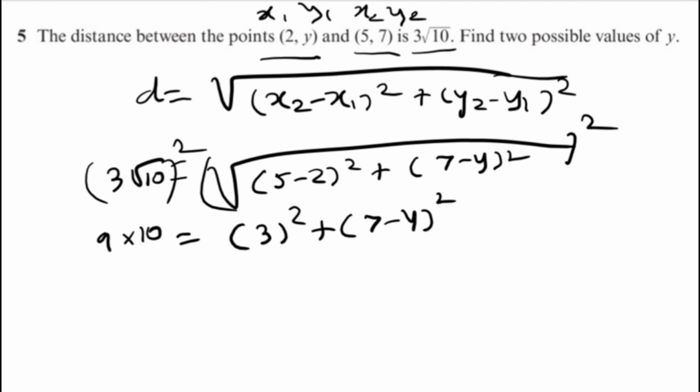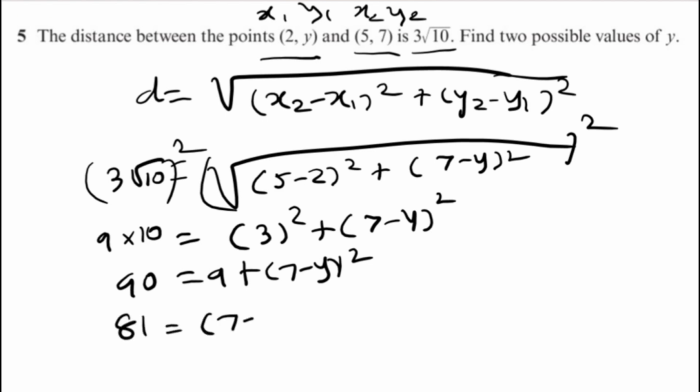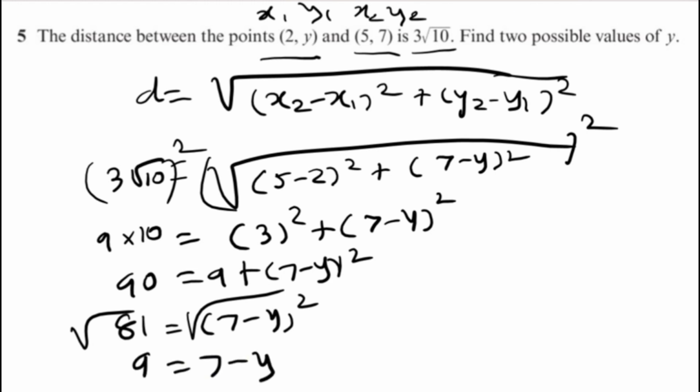So 90 is equal to 9 plus (7 minus y) squared. So I am doing minus 9 on both sides. So 81 is equal to (7 minus y) squared. Again, I have to take the square root on both sides to remove this square. So 9 is equal to 7 minus y.